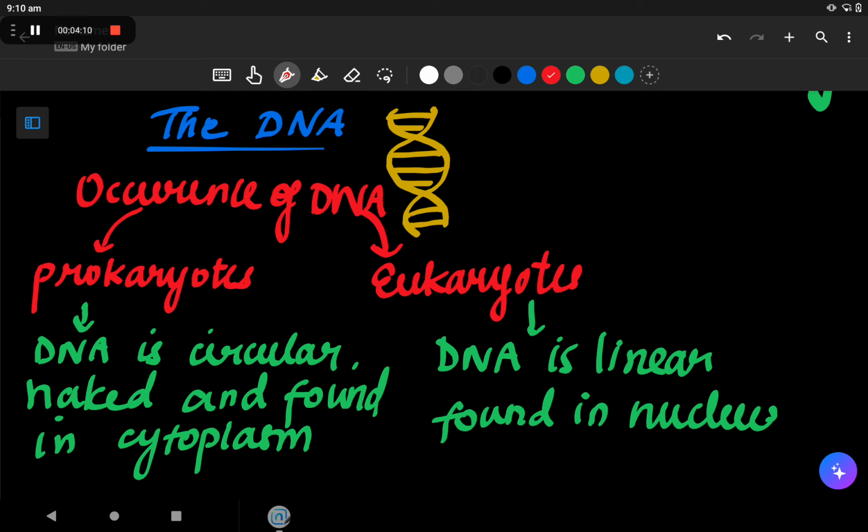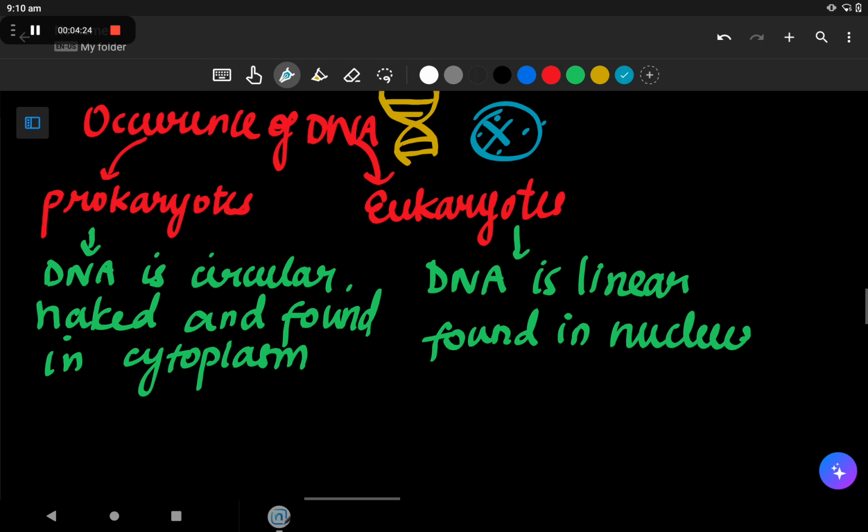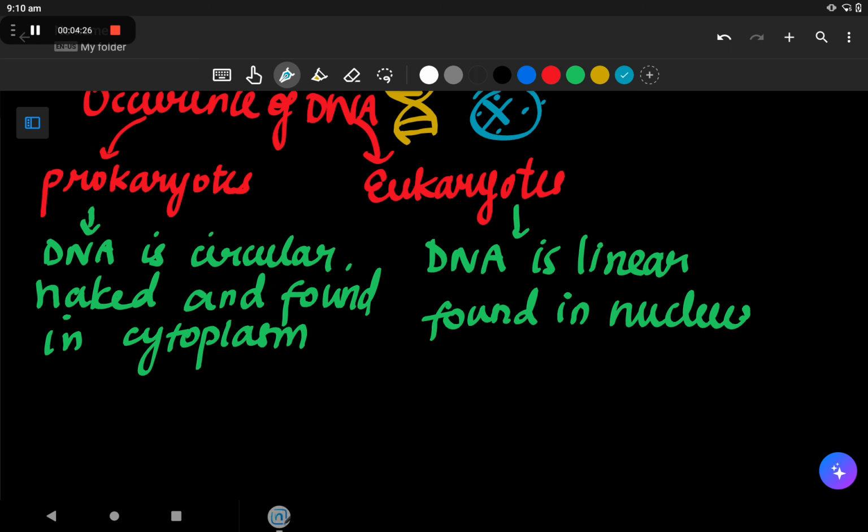In subjective point of view, this is a very important question, like in your school exams. The occurrence of DNA, prokaryotes, eukaryotes. In prokaryotes, how does the DNA occur? DNA is circular in shape, it is naked and it is found in cytoplasm. So let me draw the diagram so that you can understand it much more clearly. DNA is circular. In prokaryotes, DNA is circular.